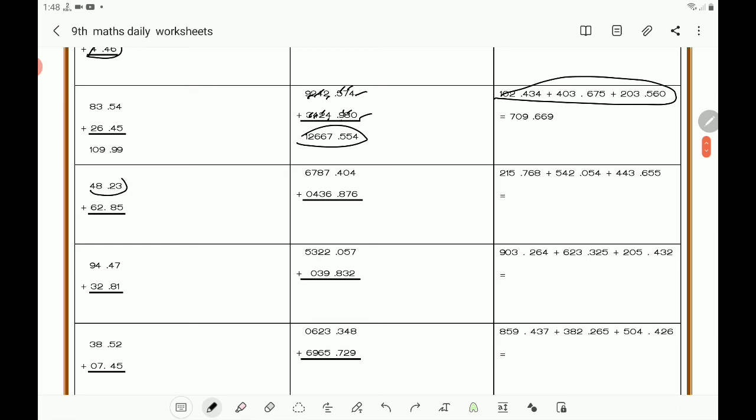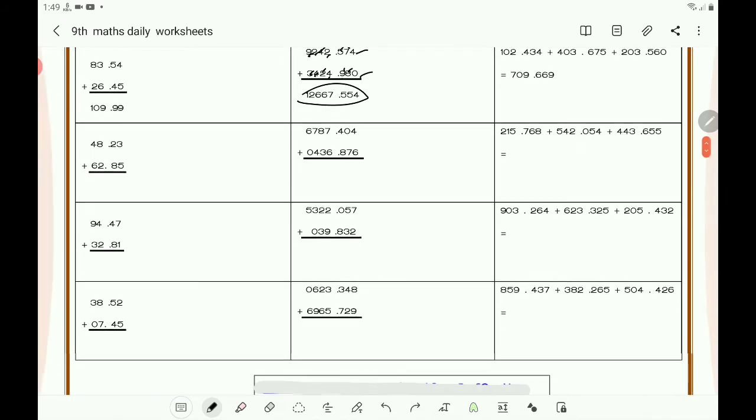Then 48.23 plus 62.85. Add these two. Then you take 6,787.404 plus 0436 means 436.876. Here this is 436, so you can take 0 below the 6. Then you take these three numbers one below the other and add them. And while taking these one below the other, the decimal points must come one below the other. That you have to verify.